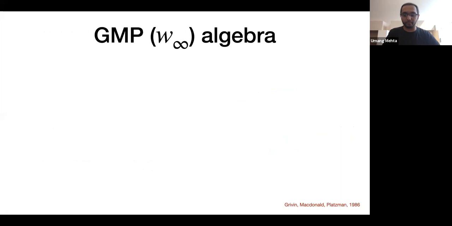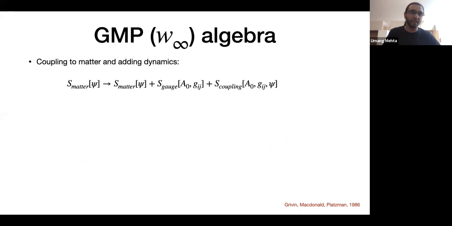Okay, so from this, we can find that under certain conditions, the matter sector must obey the GMP algebra. Let's say we start with some matter theory and couple it to this gauge multiplet A0 comma Gij with some coupling term. In particular, it's important here that this coupling does not involve any time derivatives of the fields, so that Gauss's law, first of all, remains the same. Second of all, it does not have any time derivatives, so that it can still be thought of as a constraint that generates these gauge transformations.